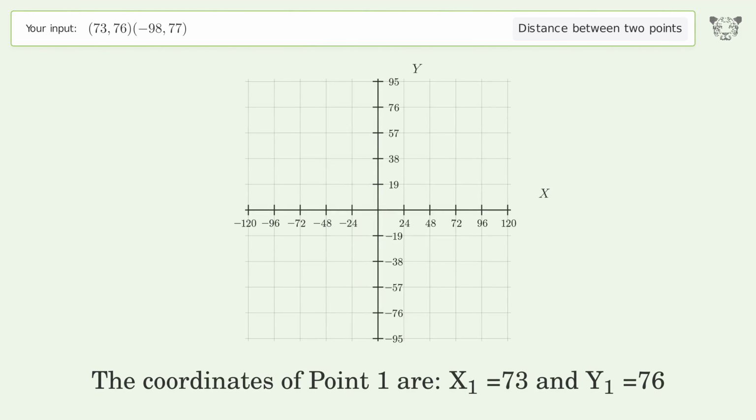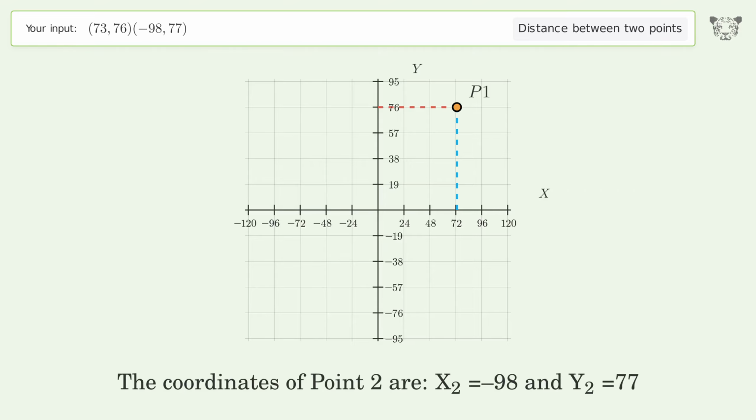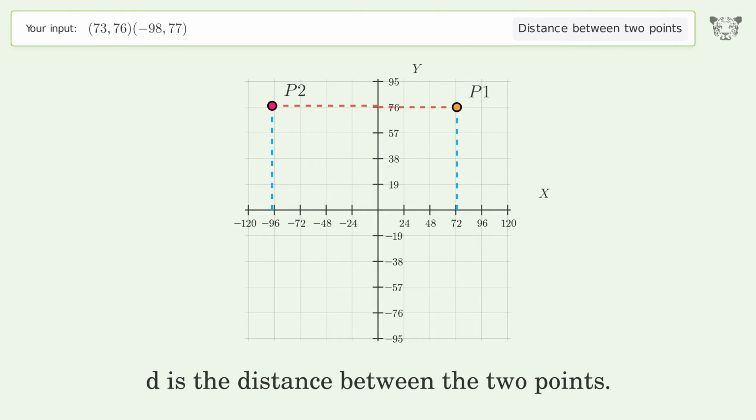The coordinates of point 1 are x1 equals 73 and y1 equals 76. The coordinates of point 2 are x2 equals negative 98 and y2 equals 77. D is the distance between the 2 points.